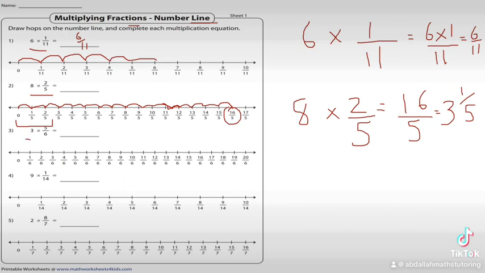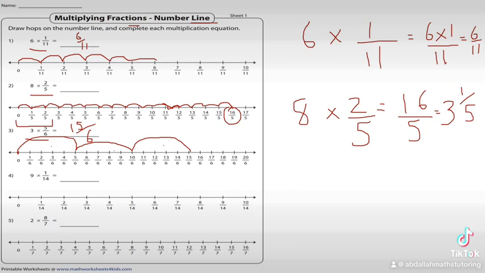This next one, 3 lots of 5/6. Well, 3 times 5 is going to be 15, so I'm going to have the answer of 15/6. Again, start at 0, and I'm doing 3 lots of 5/6. So 1, 2 jumps, and then 3 jumps. Bang. So there's your 3 jumps for that one. That's how to work out that one.